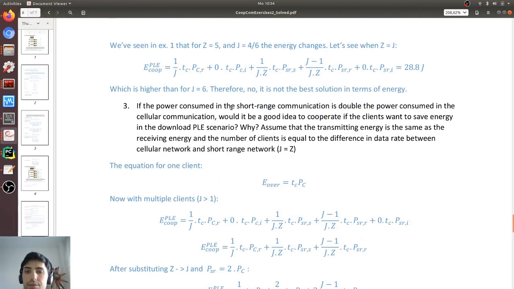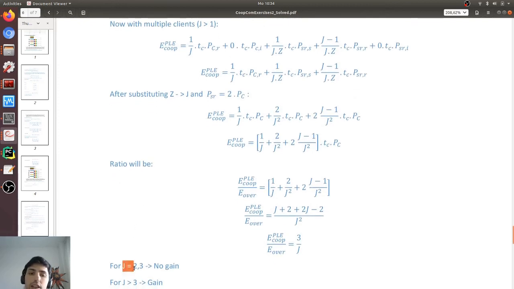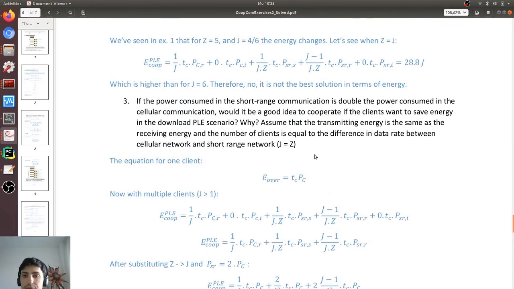So, now that we have the ratio, would it be a good idea to cooperate if the clients want to save energy? Well, if J is 2 or 3, then there will be no gain. But if J is bigger than 3, there's going to be a gain. So if we have more than 3 clients cooperating, there is going to be a gain. Okay, this is the exercise mainly.